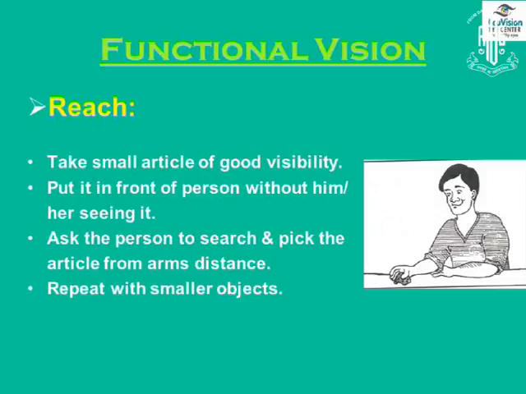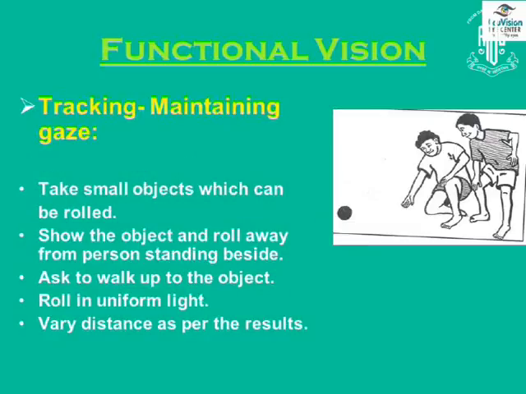Then second is tracking. You throw or roll a ball and ask the child to go and pick it. If the child follows it and goes and picks it, always, again, you have to see how they are following it. Are they bumping into the objects in between, or are they directly going and picking it up? If this is good, then tracking is good in this patient. Later on we might have to look for minute changes in their functional vision.